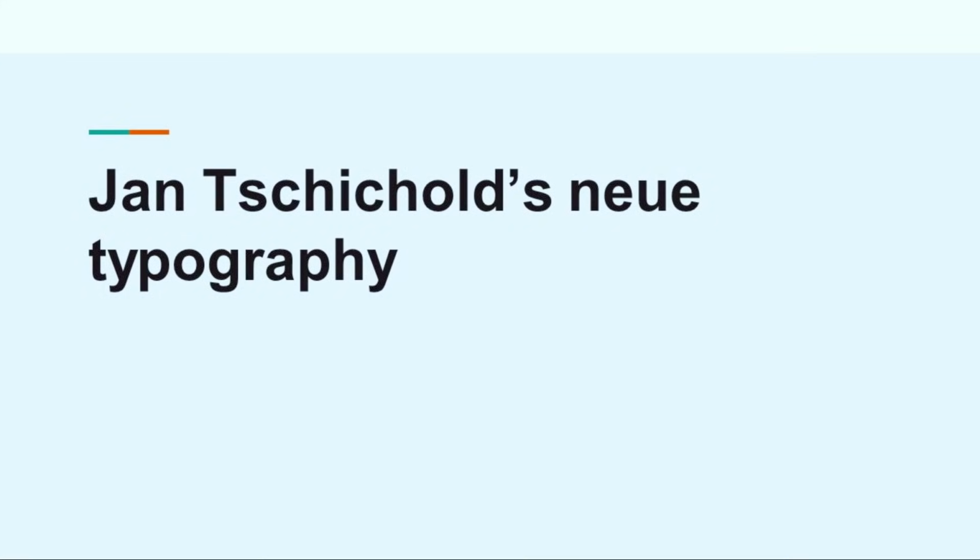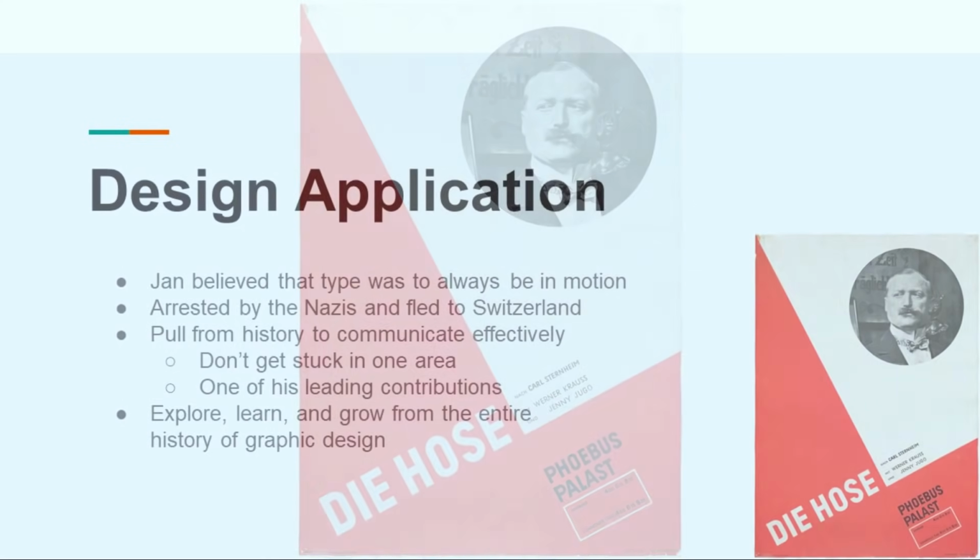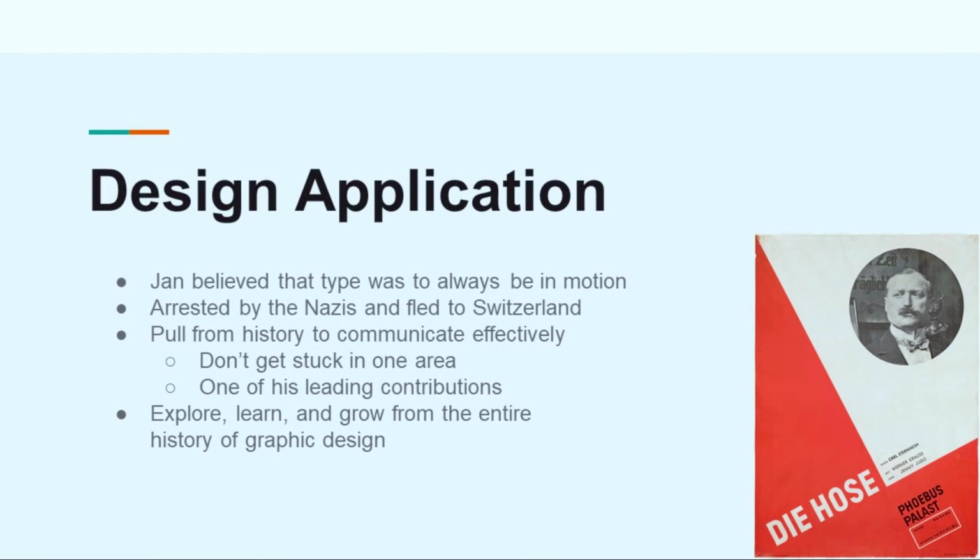All right, Jan Tschichold's New Typography. This is a gentleman whose style I really like. He believed that type should always be in movement. There always needs to be motion. He was arrested by the Nazis, and then he fled to Switzerland. As you see, the Nazis kind of bit themselves in the butt because they had all of this opportunity for arts and culture and design.